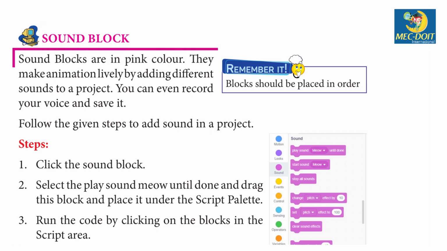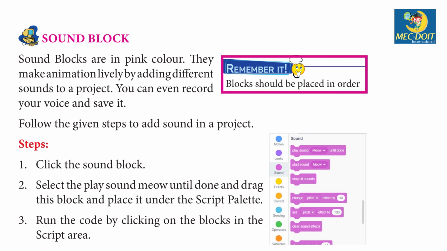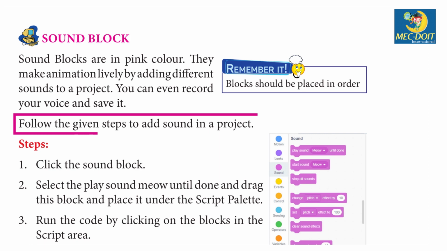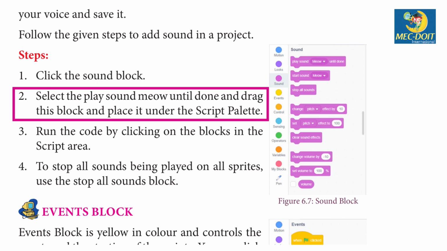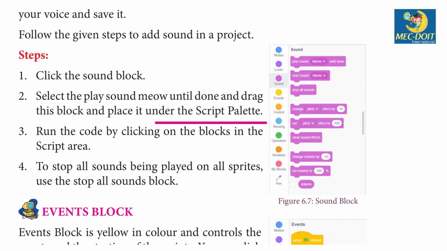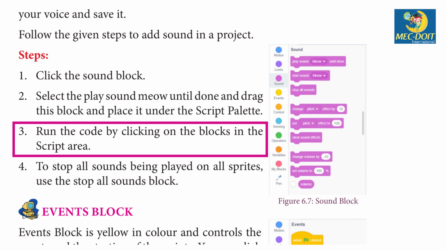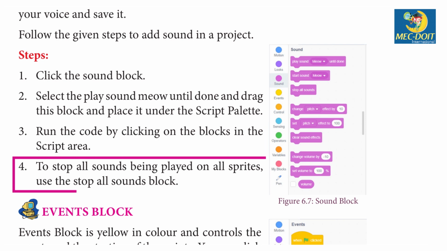Sound block. Sound blocks are in pink color. They make animation lively by adding different sounds to a project. You can even record your voice and save it. Remember it. Blocks should be placed in order. Follow the given steps to add sound in a project. Step 1. Click the sound block. 2. Select the Play Sound Meow Until Done block and drag this block and place it under the script palette. 3. Run the code by clicking on the blocks in the script area. 4. To stop all sounds being played on all sprites, use the Stop All Sounds block.